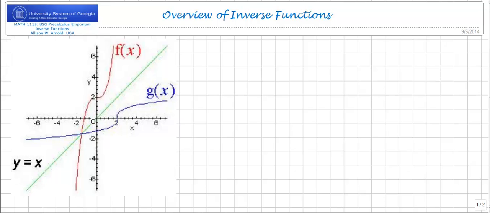Hi everyone, let's talk about inverse functions. An inverse function is a special kind of function that has the following relationship.